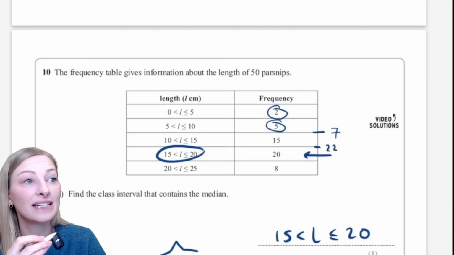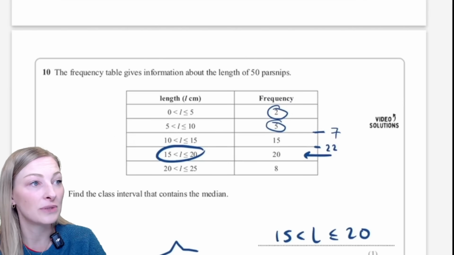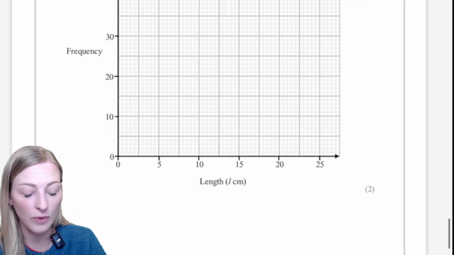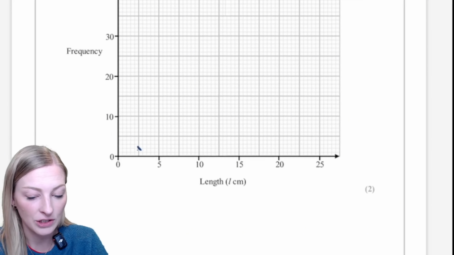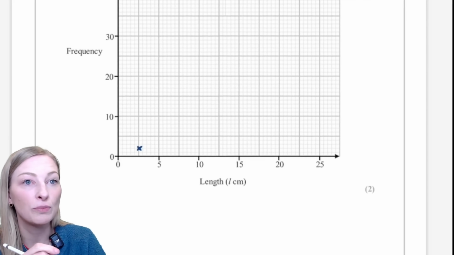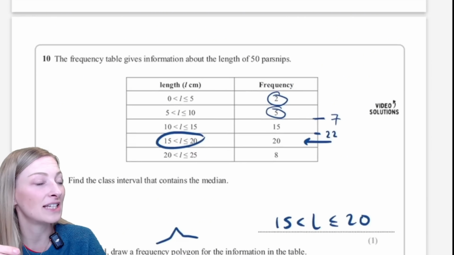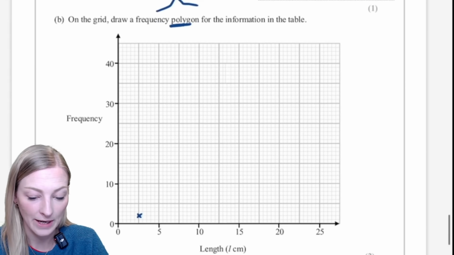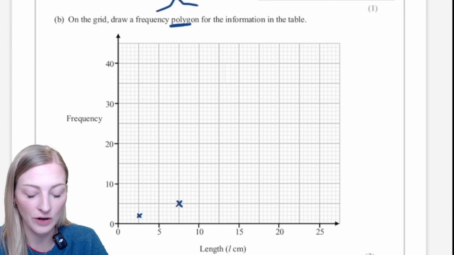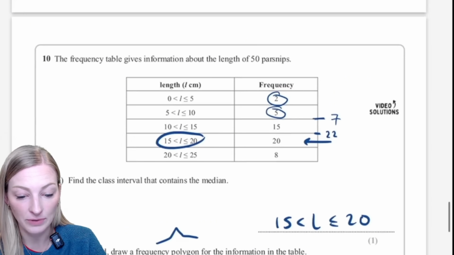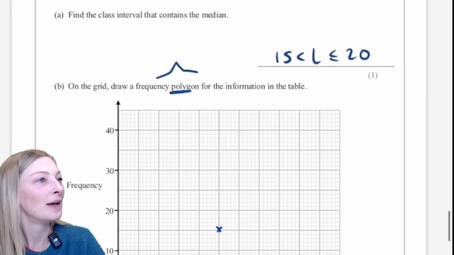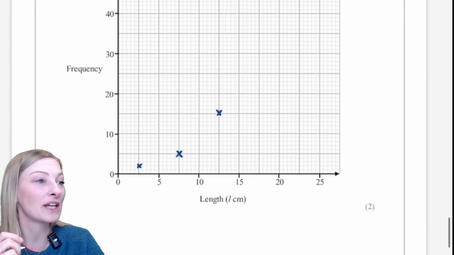If the category is 0 to 5 and has a frequency of 2, we're going to go halfway between 0 and 5 and do our frequency of 2. So 2.5 across and 2 up. The next category goes from 5 to 10. So we're going to go across to 7.5, the midpoint, and up to our frequency, which was 5. We're then going to go up to 15, just there. Between 15 and 20, we're going to go up to 20.